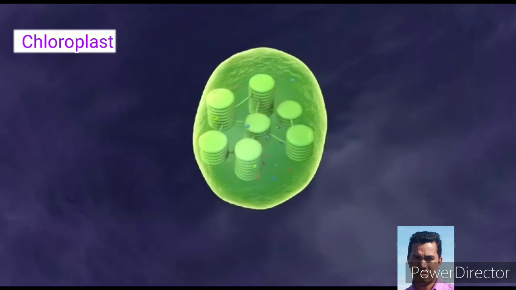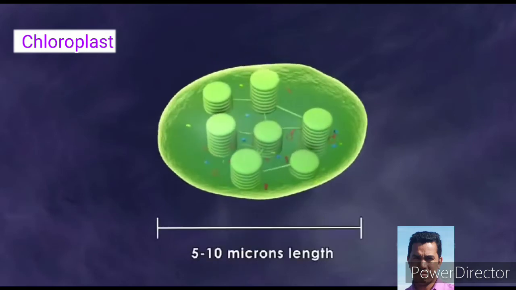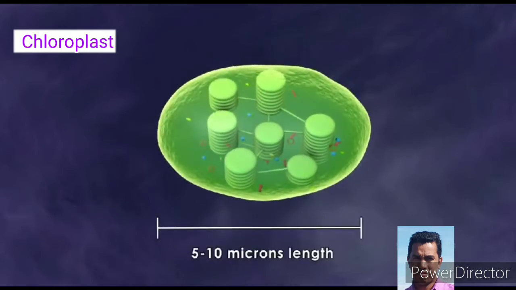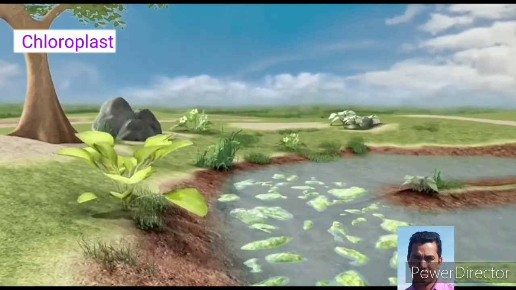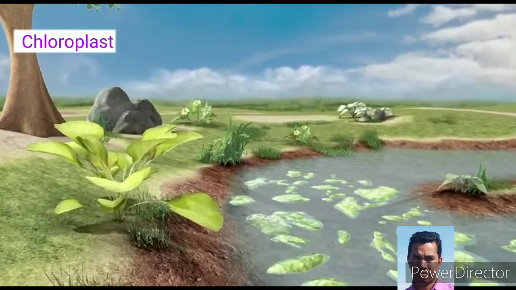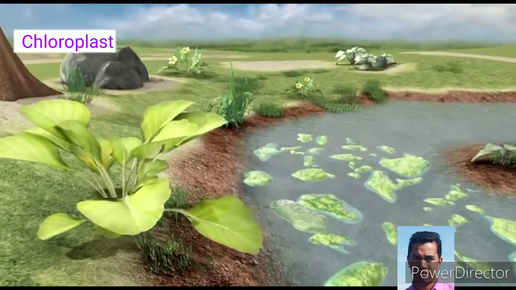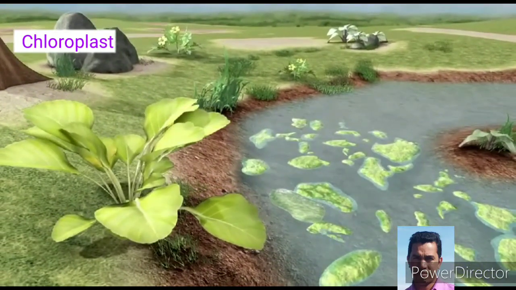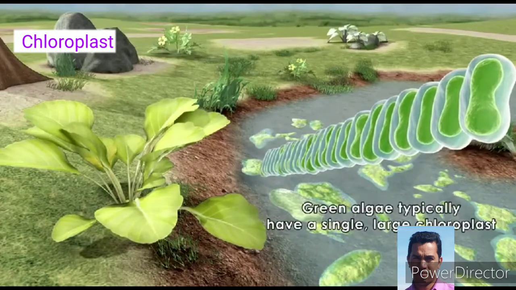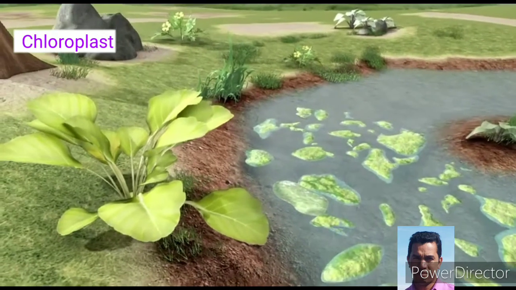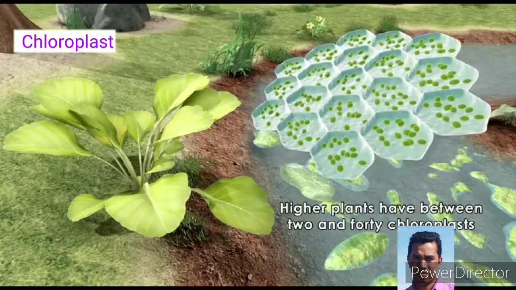Chloroplasts measure 2 to 3 microns in breadth and 5 to 10 microns in length. The number of chloroplasts varies from cell to cell and from species to species, but it usually remains constant for a particular plant. Green algae typically have a single large chloroplast, while the cells of higher plants have between 2 and 40 chloroplasts.